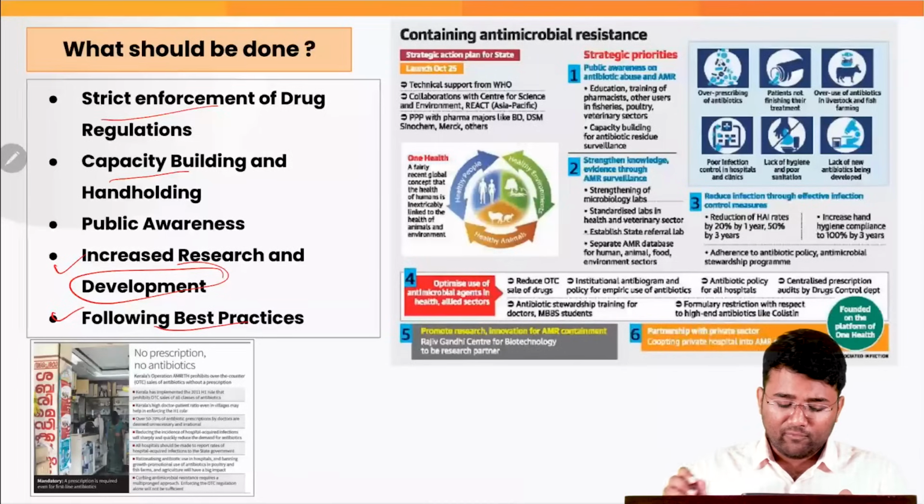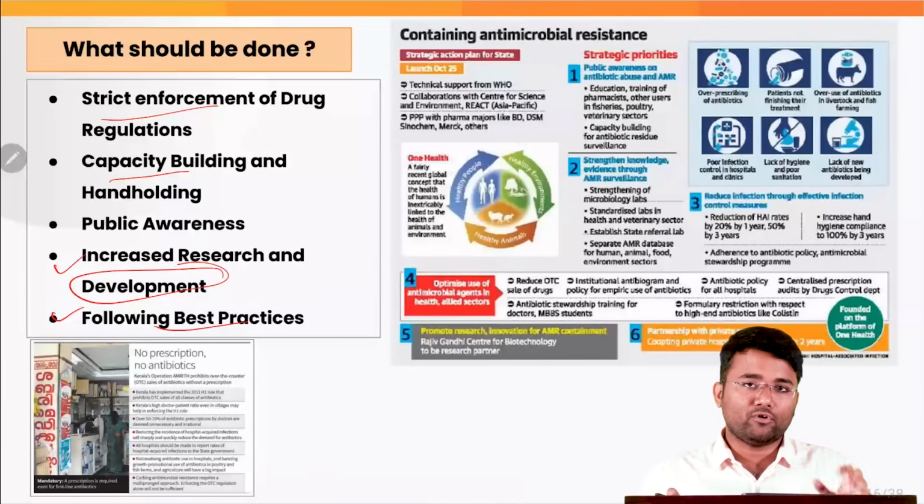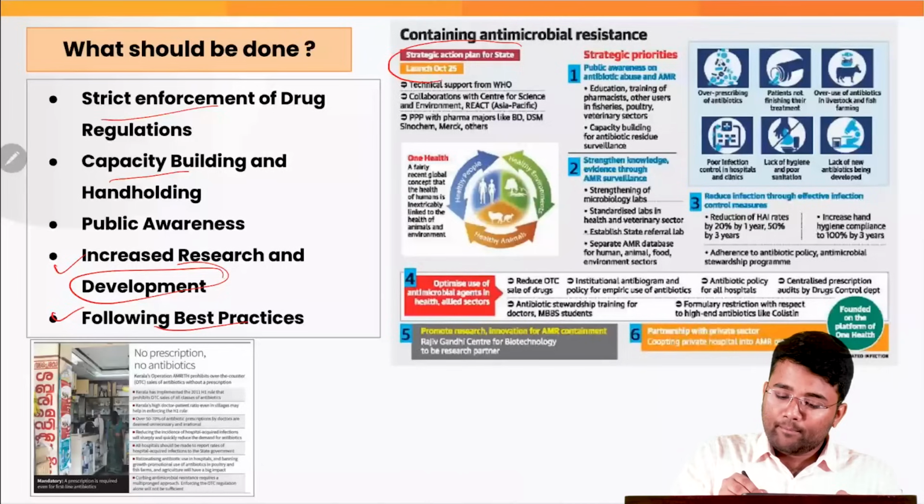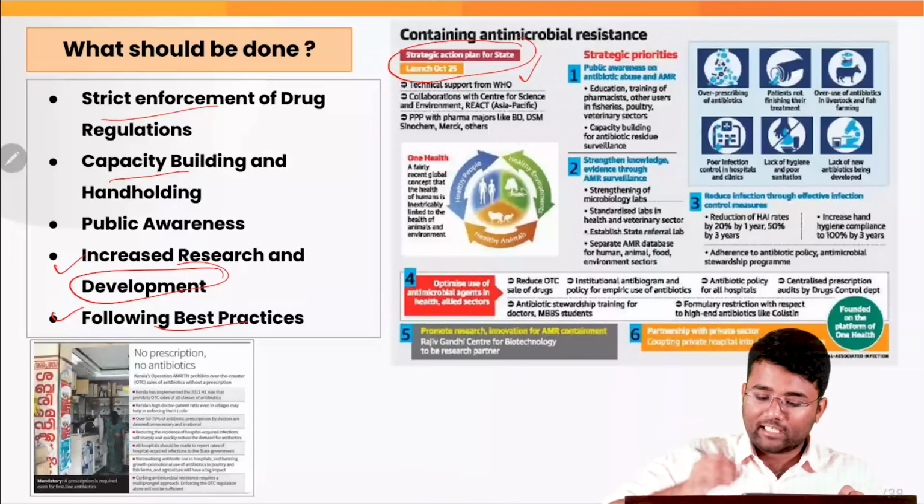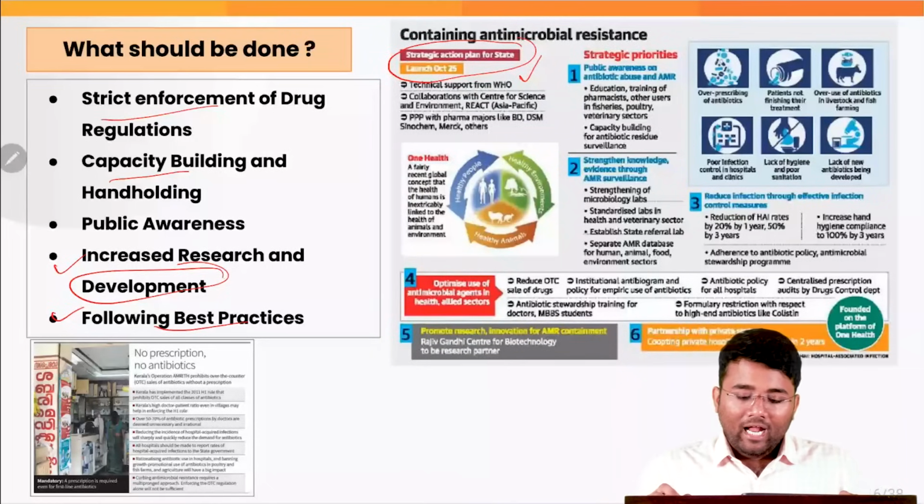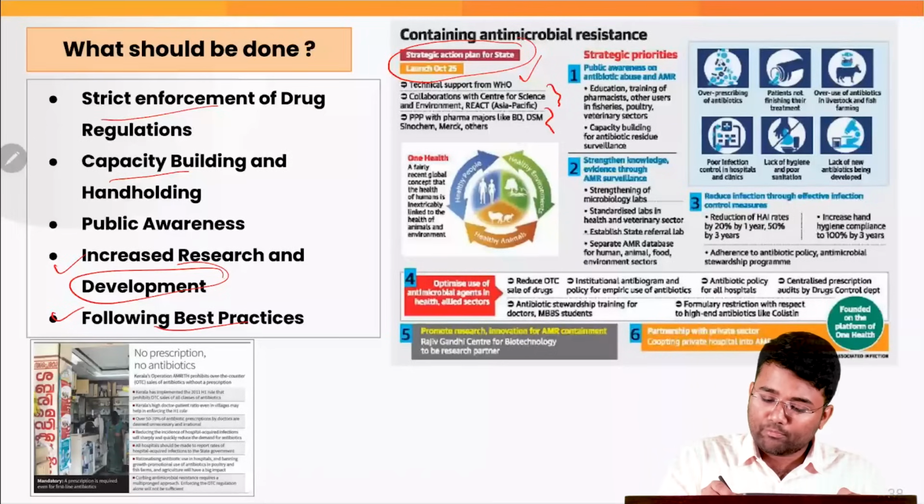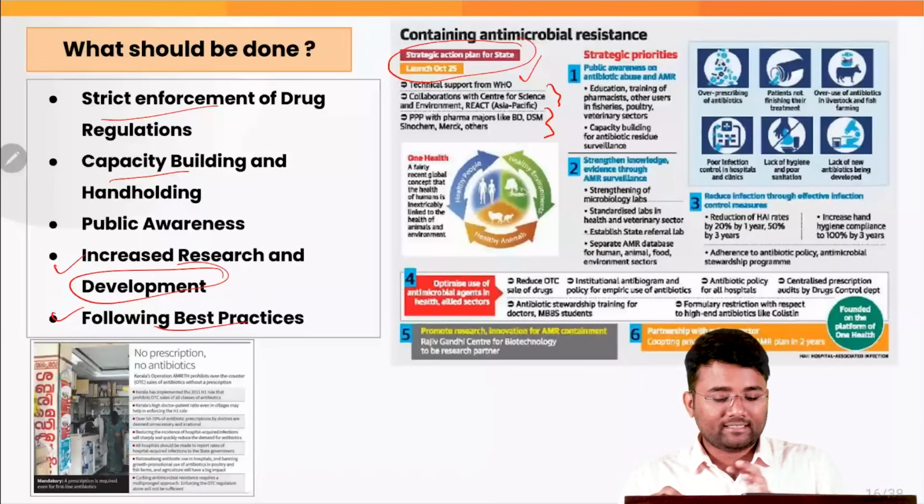Then we also need to follow the best practices that we have talked about, like in the state of Kerala. Also, we can implement this strategic action plan for the state, which provides technical support from the WHO, and there is also collaboration with the Centre for Science and Environment. There is also public-private partnership with pharma, etc.